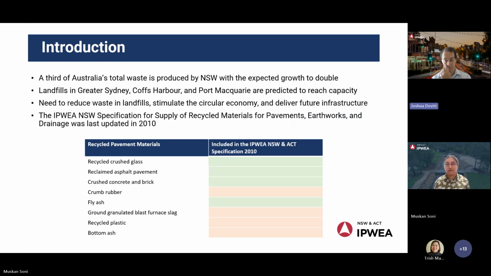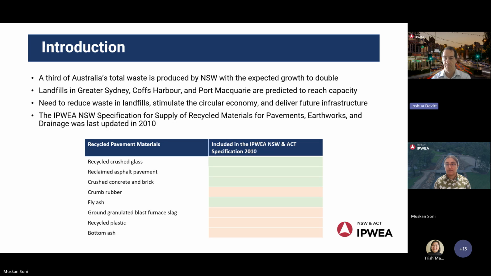Okay, so in terms of some background behind this guide, as I mentioned, this is an update to the previous one, and it's driven largely by the need to address the waste challenge in New South Wales, but Australia more broadly. New South Wales is where we're focusing in this context. As you can see on the slide, some of the major landfills around the state are getting close to, if not at, capacity.